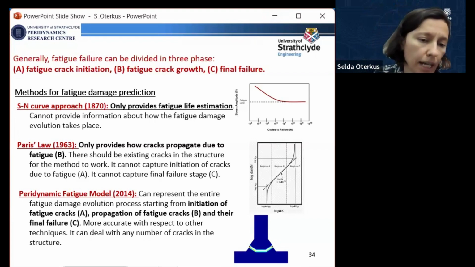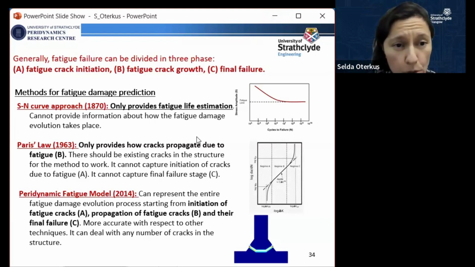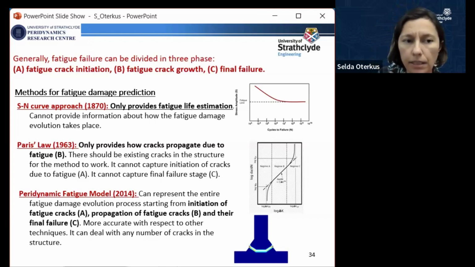If you look at the methods we have for fatigue damage prediction, the most conventional one is the S-N curve approach. But this one only provides the fatigue life estimation. For example, it will tell you that after this many cycles or after this many years, your structure will fail. But it does not give you any information about where the fatigue damage will start, how it will evolve, or any detailed information. We cannot reach this with the S-N curve approach. As you can see, it's a very old approach as well. And we also have the Paris law approach, which only provides how cracks propagate due to fatigue.